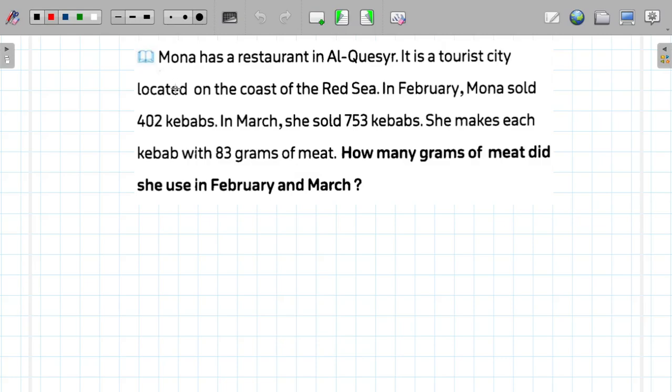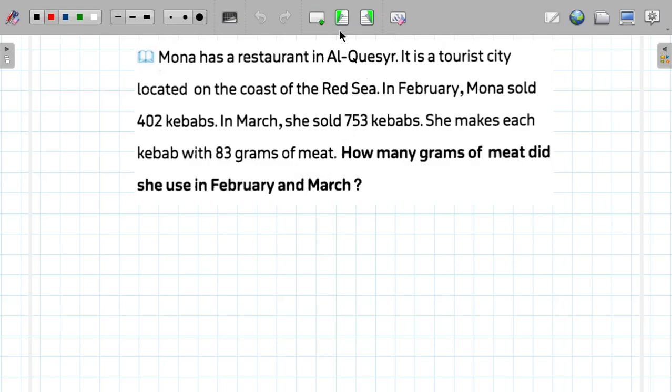Mona has a restaurant in Al Qusayr. It's a tourist city located on the coast of the Red Sea. In February, Mona sold 402 kebabs. In March, she sold 753 kebabs. She makes each kebab with 83 grams of meat. How many grams of meat did she use in February and March?